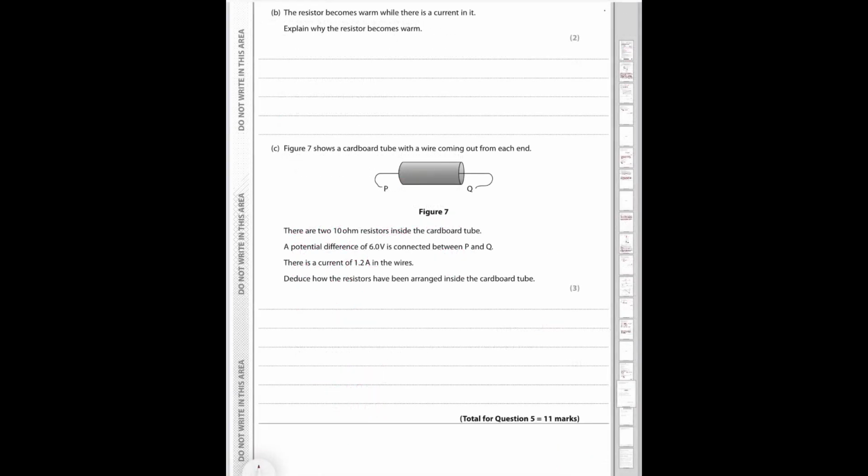The resistor becomes warm while there is a current in it. Explain why the resistor becomes warm. So the resistor is going to become warm because there are going to be collisions between all the electrons and the lattice. This means the lattice is going to gain kinetic energy, and it's going to vibrate more, making it warmer.